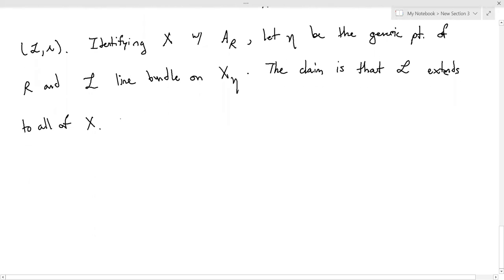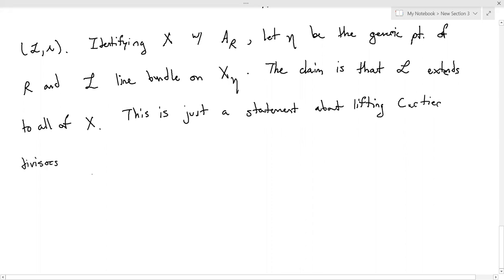So we want to do this, and really, this is just a statement about lifting Cartier divisors on, let's say, projective integral K schemes, where K is the K algebra that is also the fraction field of R. Okay.